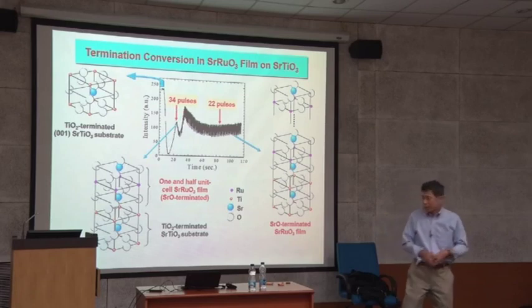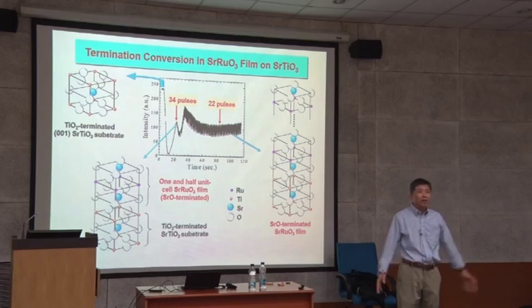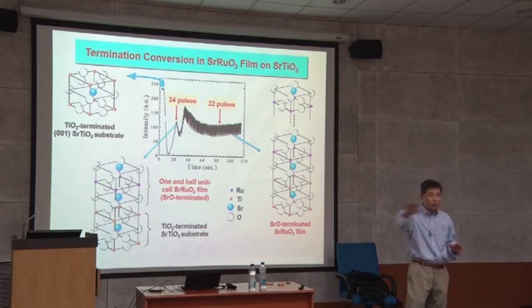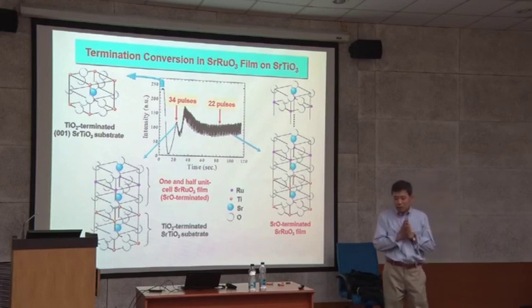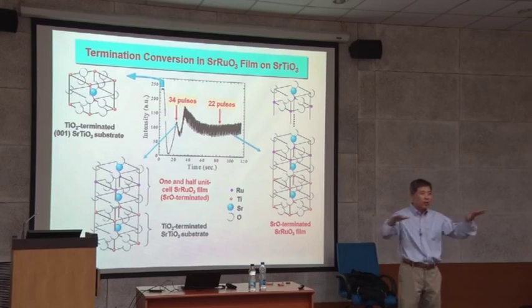And here is something you may be interested in from the growth perspective. Why do we pick 22 pulses for growing one unit cell? Why not 100? Why 5? You can ask this question, right? That's a fundamental question. The growth involves a lot of complex equations, and to get atomic layer by layer growth you have to consider many different factors.